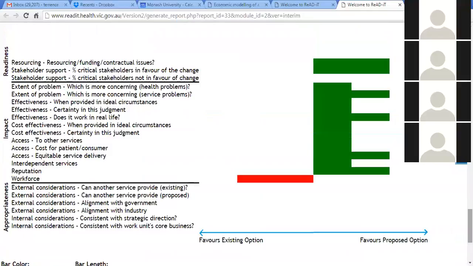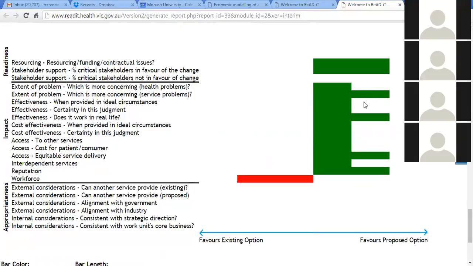Here we have a graphical representation of the questions that were answered. What we have is a lot of green bars. Where you see green bars, you see a lot of results in favour of the proposed option. You can see down here in the legend, bars that go off to the right that are green favour the proposed option. Bars that head off to the left favour the existing option. For a lot of these questions, we've got long green bars heading off to the right, which really do favour making the change.